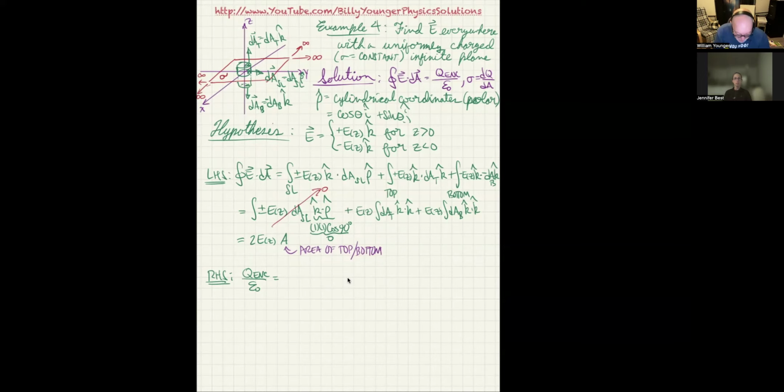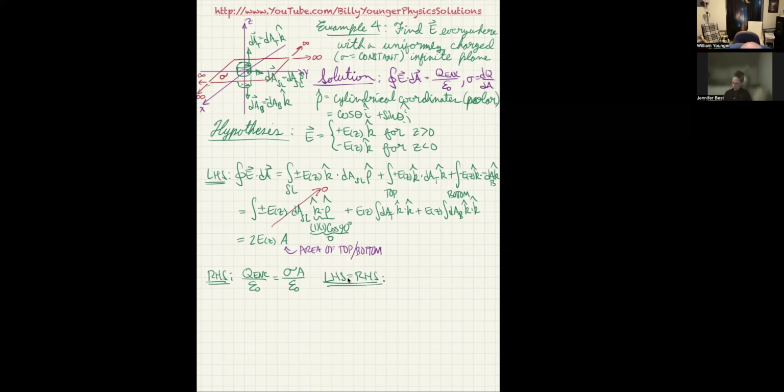And then it's an A again at the bottom. But what matters here is the area of the actual plane that's enclosed is also an area A. So this right-hand side becomes sigma A over epsilon naught. Now I'm going to say left-hand side equals right-hand side.